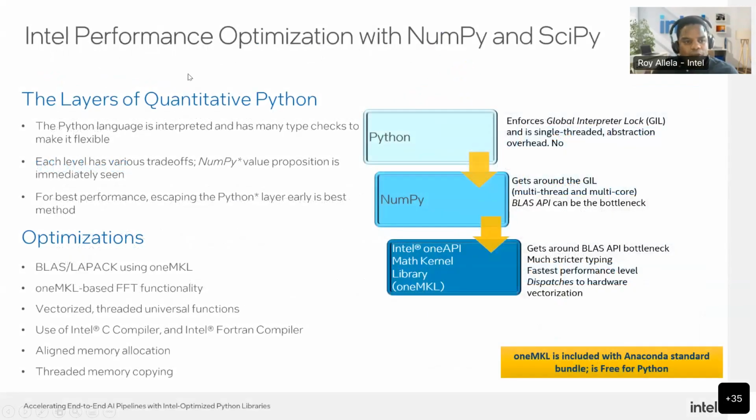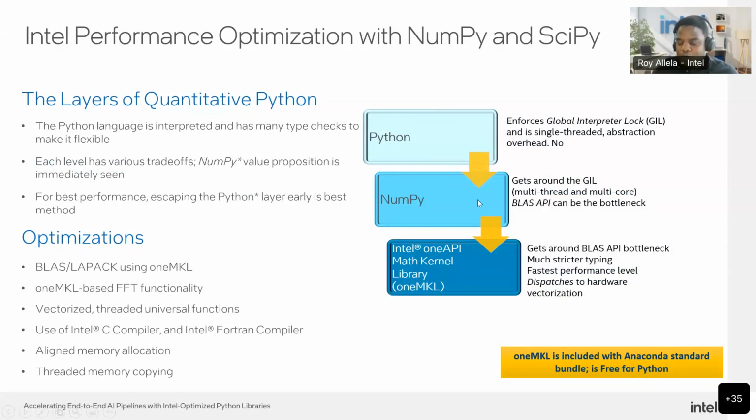Let's take a look at an example of how this is accomplished with NumPy and SciPy. On the right, we see how Python enforces a global interpreter lock, and this has the downside that it is single-threaded. So this is a performance issue. NumPy gets around this and offers some multi-threaded, multi-core support through the BLAS API, but still it's not really optimized for the underlying hardware.